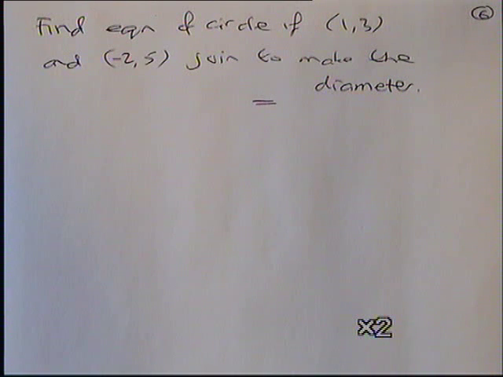So this is planned to be the last example on these circle things. Find the equation of the circle if the point 1, 3 and the point minus 2, 5 join to make its diameter. Right, we've already got people muttering distance between the two.